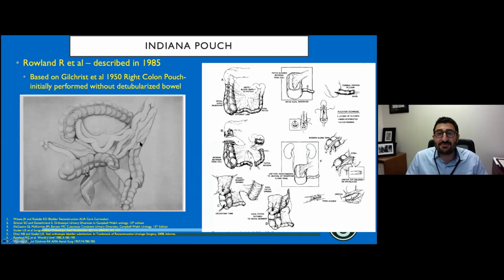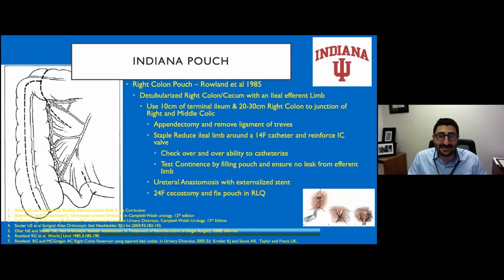So this is the initial description of the Indiana pouch. This is based on Gilchrist's original description of using the right colon for a diversion, but he didn't detubularize the segment. So there were issues with high pressure and incontinence. So this relies on using the right colon, typically up to the hepatic flexure, about 25 to 30 centimeters of the right colon and 10 centimeters of the ileum. And then opening it up on the antimesenteric side and clamshelling it closed, and then using a tapered ileal limb with a reinforced ileocecal valve as the continence mechanism.